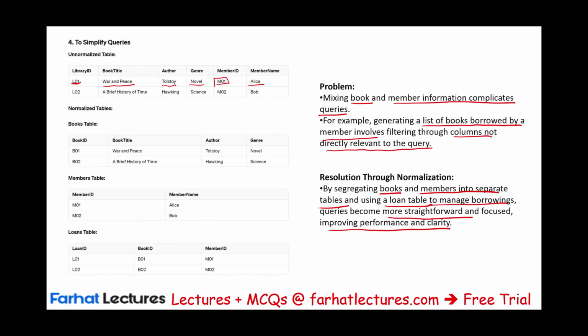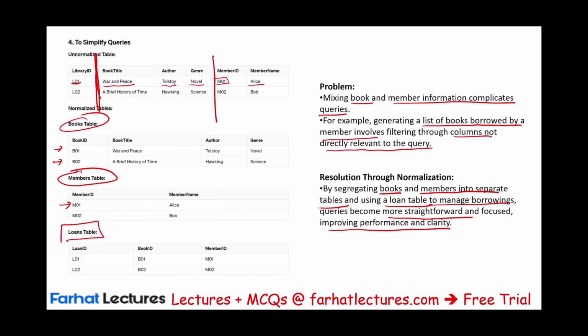So here's what we do. We have a book table, and for example, War and Peace, the author, and the genre, separated into the book table. We have an ID, B01, B02, we have many books, title, author, genre, ISBN number, whatever we want to add about the book. Then we have a member table: M01, Elise, member name. We could have first name, last name, address, whatever we want, but it's a separate table.